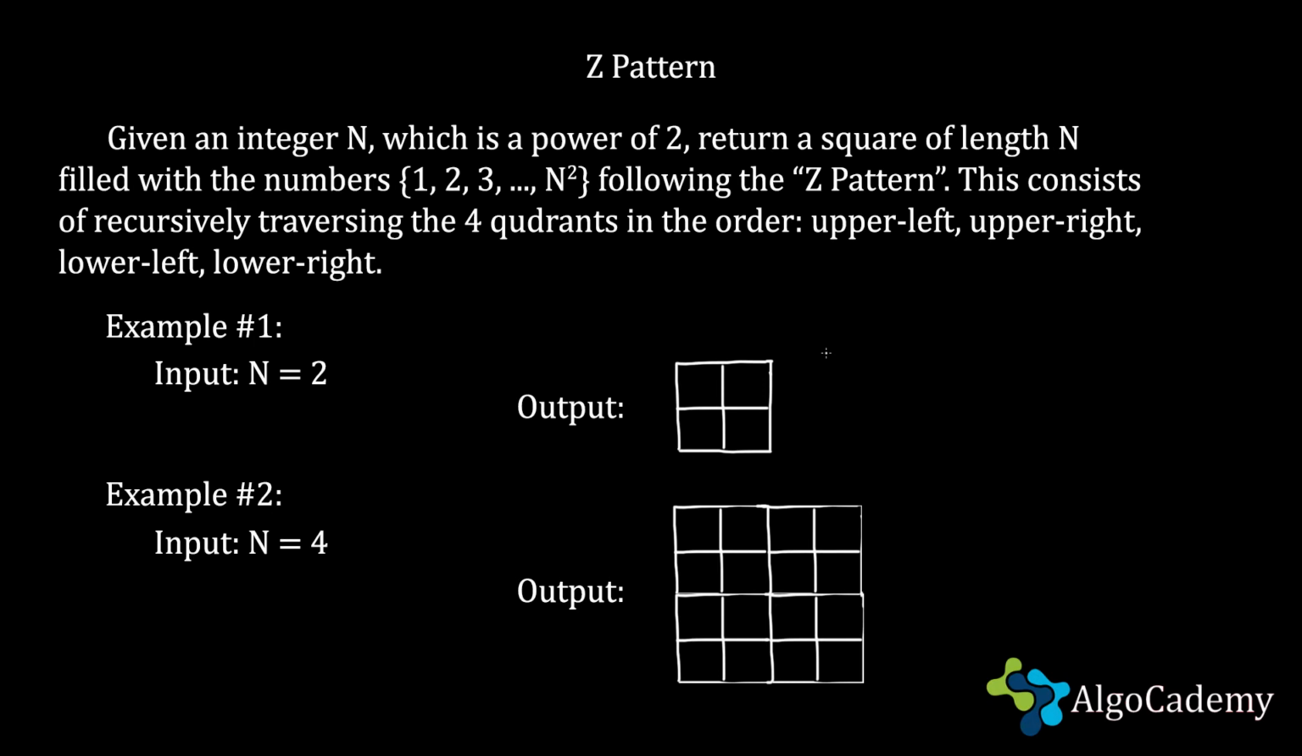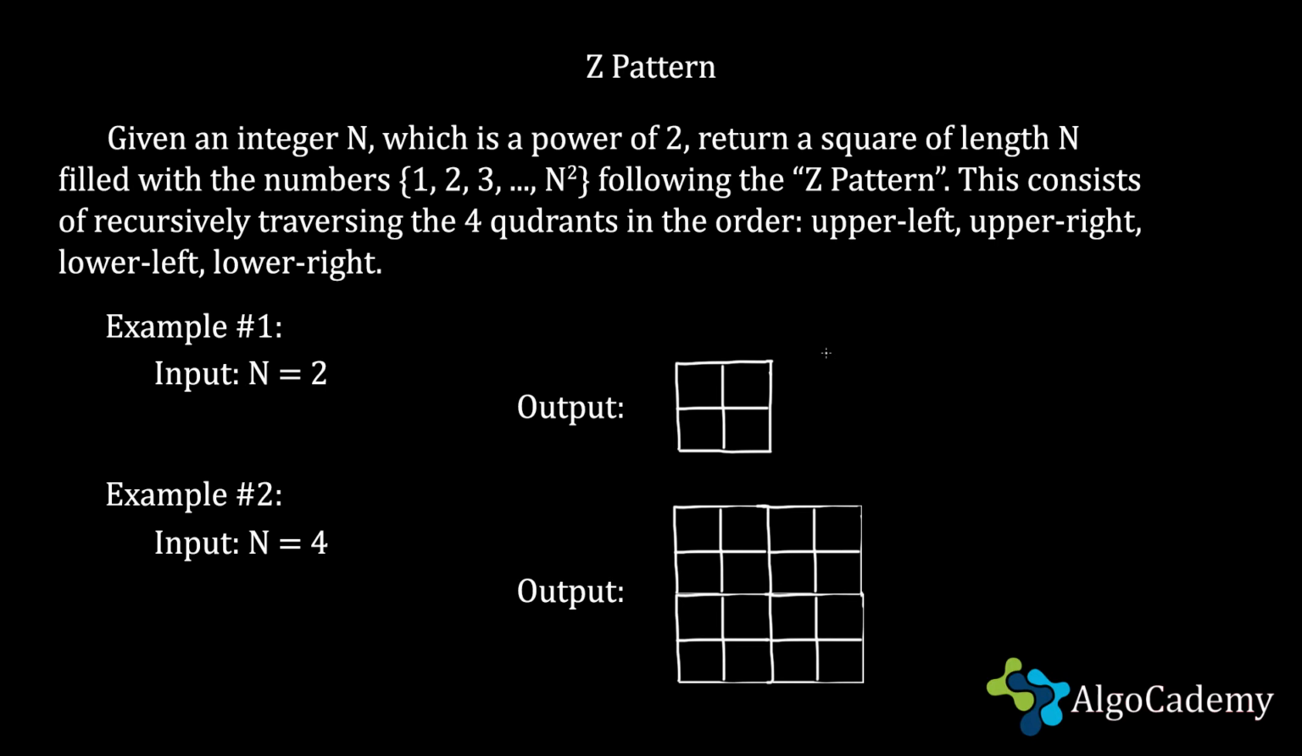We are given an integer n, which is a power of 2, and we are going to see why that is. And we need to return a square of length n, which is filled with the numbers 1, 2, 3, ..., n squared. And the way we fill these numbers has to follow the Z pattern. The Z pattern consists of recursively traversing the 4 quadrants in the order upper left, upper right, lower left, lower right.